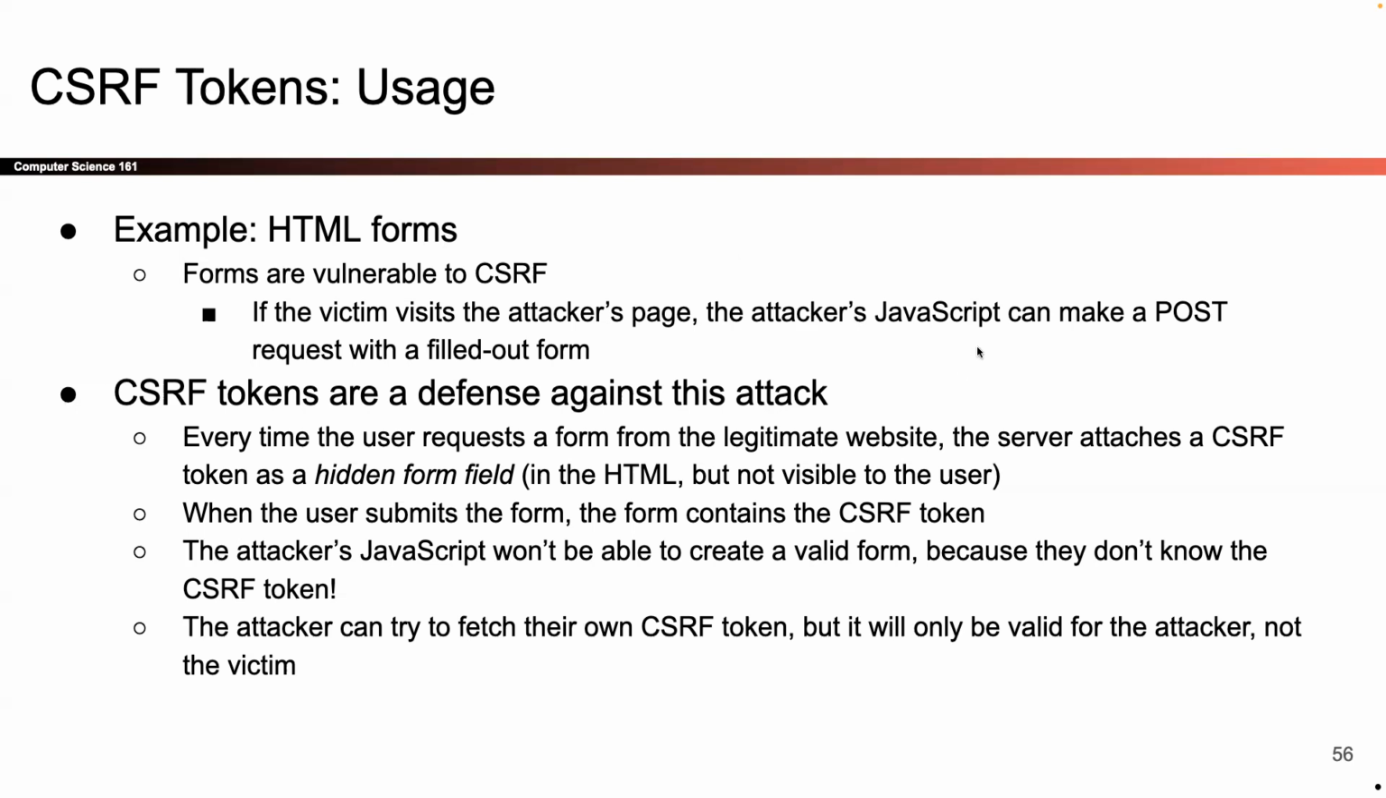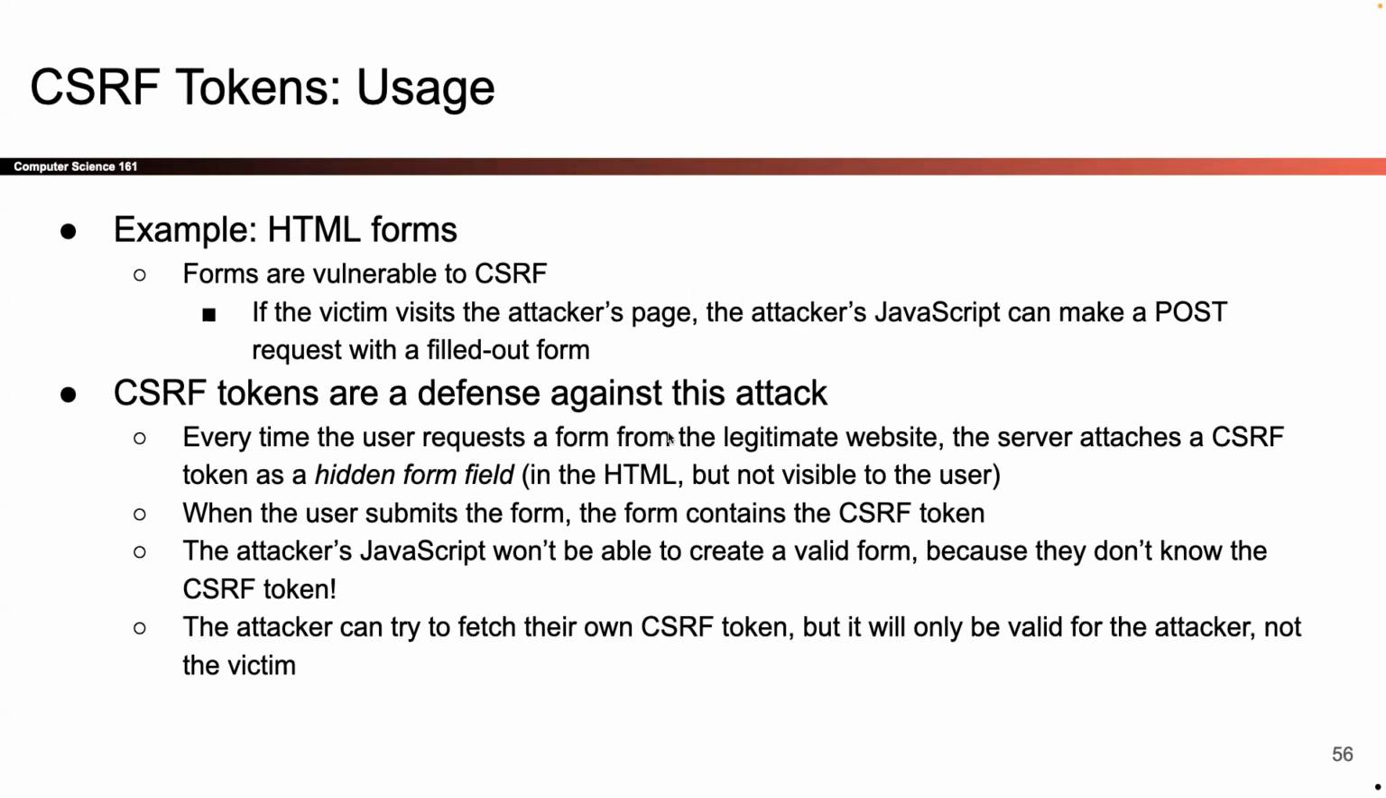And all of this is running where? The user's browser, the victim's browser. So the attacker's JavaScript is running in the victim's browser. It's creating a brand new form on the victim's browser. It's filling it in with all the right fields, Mallory, $100, and then it's submitting a POST request with the user's cookie attached automatically. So that's how a form might be vulnerable to CSRF. So how does a CSRF token stop this?